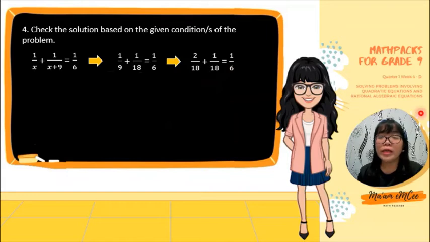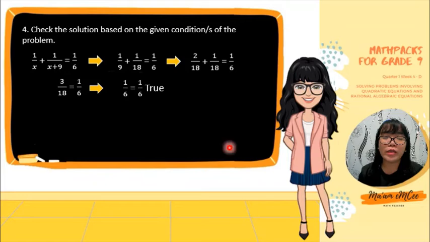Then we can add because they are already similar fractions. So 2 plus 1 is equal to 3. And then we copy the common denominator, which is 18. So 2 over 18 plus 1 over 18 is equal to 3 over 18. And is that equal to 1 over 6? We reduce 3 over 18 into lowest terms. So we think of the greatest number which can divide 3 and which can divide 18.